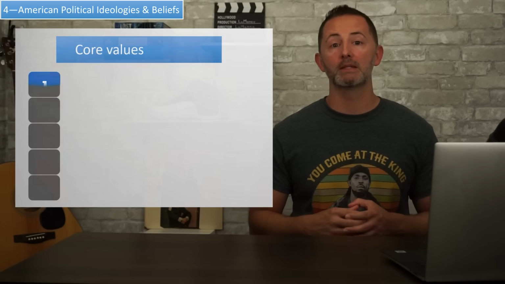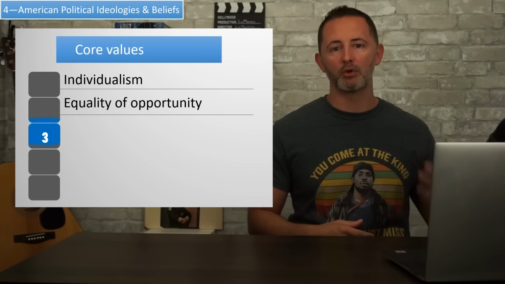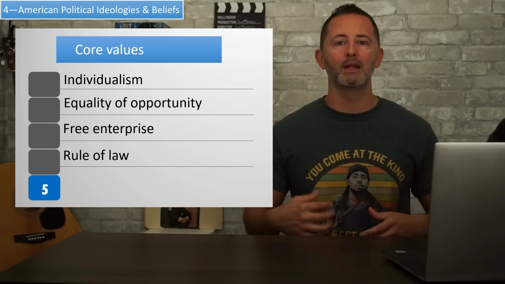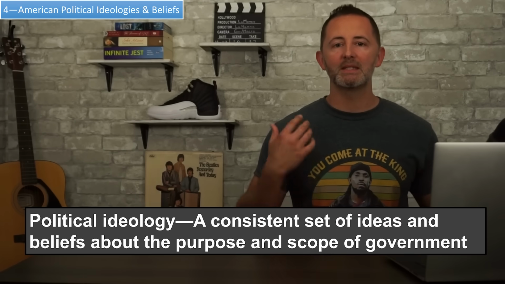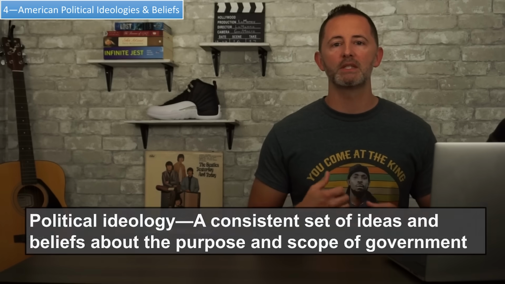So once upon a time there's America, and some Americans are conservative, some are liberal, and others are libertarian. And there's even people who aren't any of those, but the AP exam doesn't care about them, so neither do we. But the basic idea is that there are certain core values shared by Americans like individualism, equality of opportunity, free enterprise, rule of law, and limited government. And while there's broad agreement in these basic concepts, people of different ideologies interpret them differently. A political ideology is a consistent set of beliefs about the purpose and scope of government.